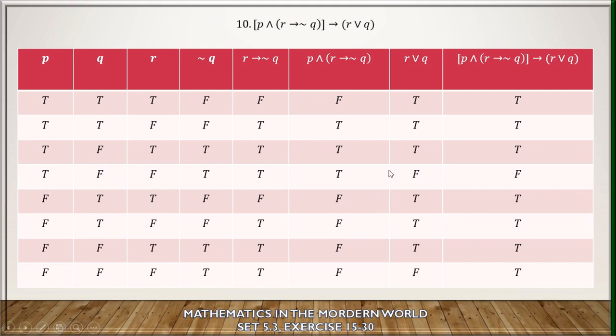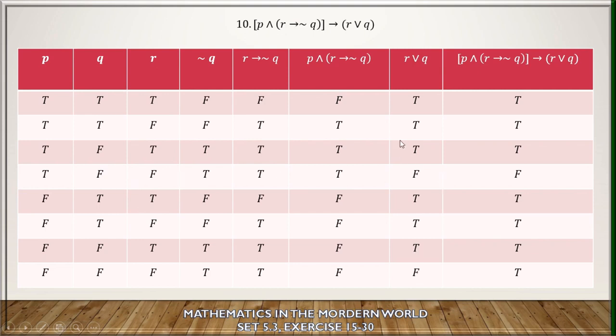Next is the disjunction of R or Q. This one, R or Q. True, true is true. False, true is true. True, false is true. False, false is false. True, true is true. False, true is true. True, false is true. False, false is false. So only this one and this one. Now, false.